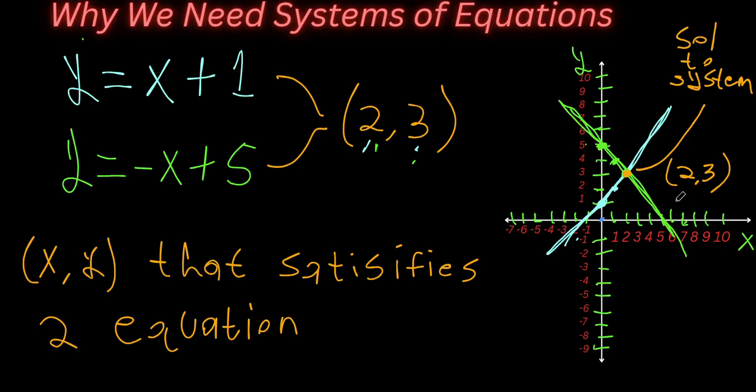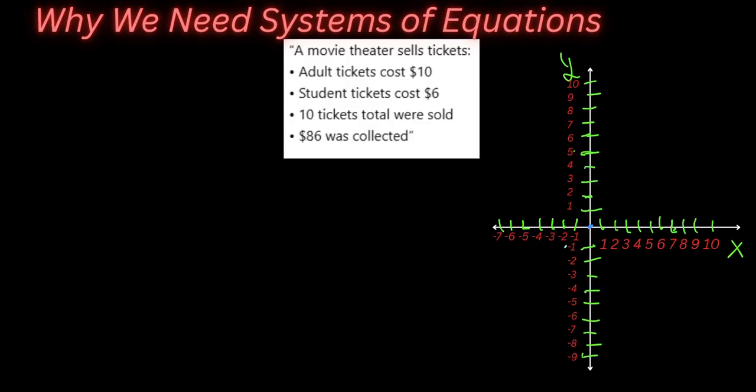Let's move into a real world application. I'm going to go ahead and erase everything and pop a problem up there for you. So here is the big powerful theme of the systems of equations. This is the information we're given. A movie theater sells tickets. Adult tickets cost 10. Student tickets cost 6. 10 total tickets were sold. $86 was collected.